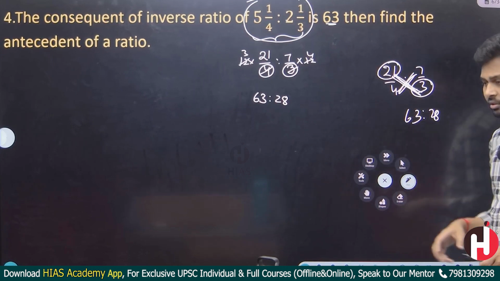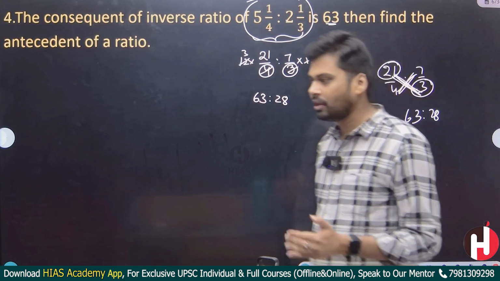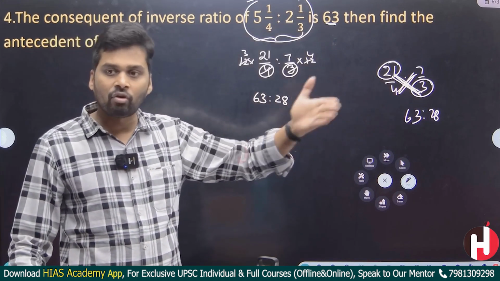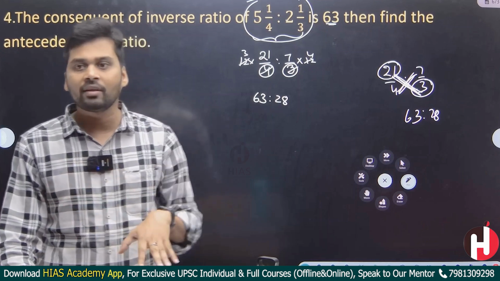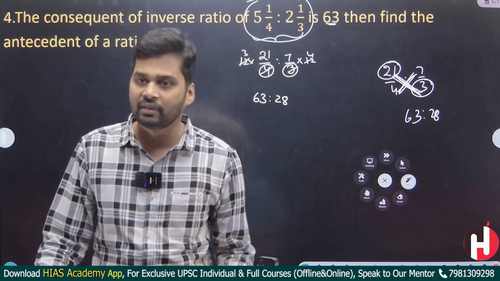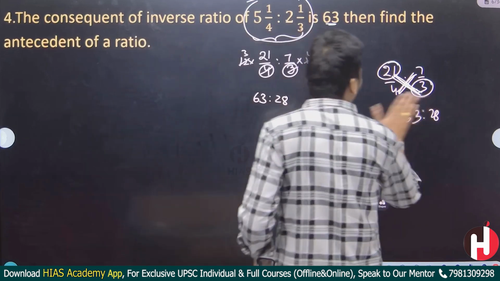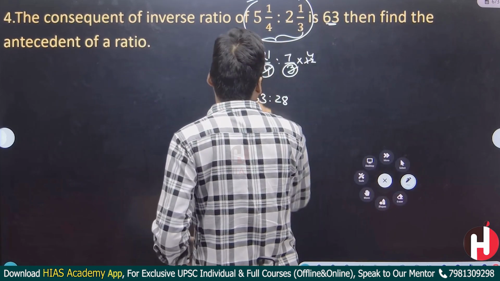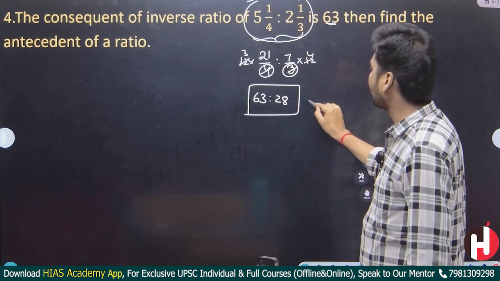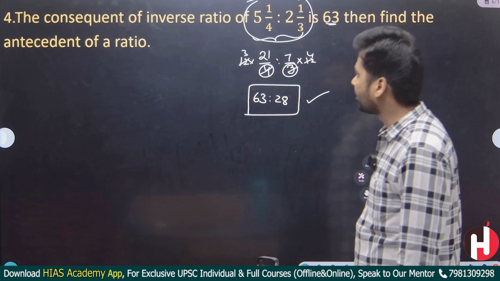The procedure is important because if a two-term ratio is given, then we don't have any problem. But if a 3-term or 4-term ratio is given, then obviously the only thing we should do is take the LCM of the denominators and multiply each term with that LCM. So finally, the simplified form of 5 and 1 by 4 is to 2 and 1 by 3 is 63 is to 28.